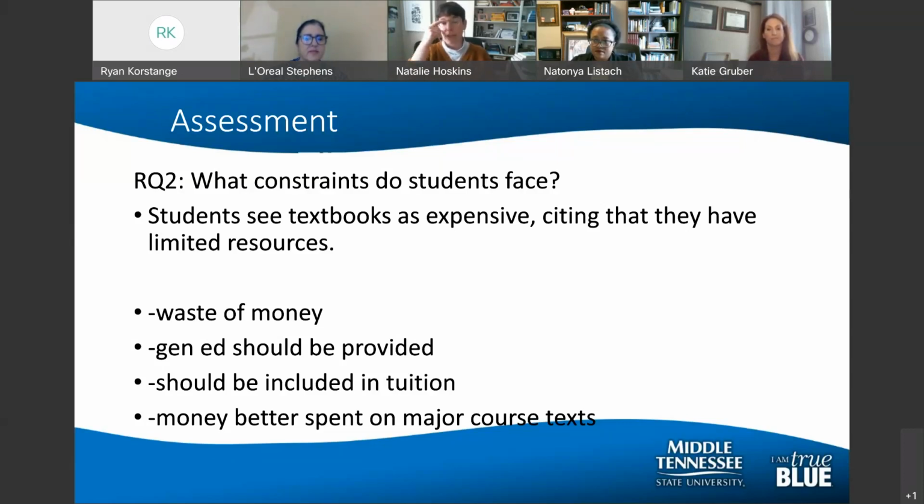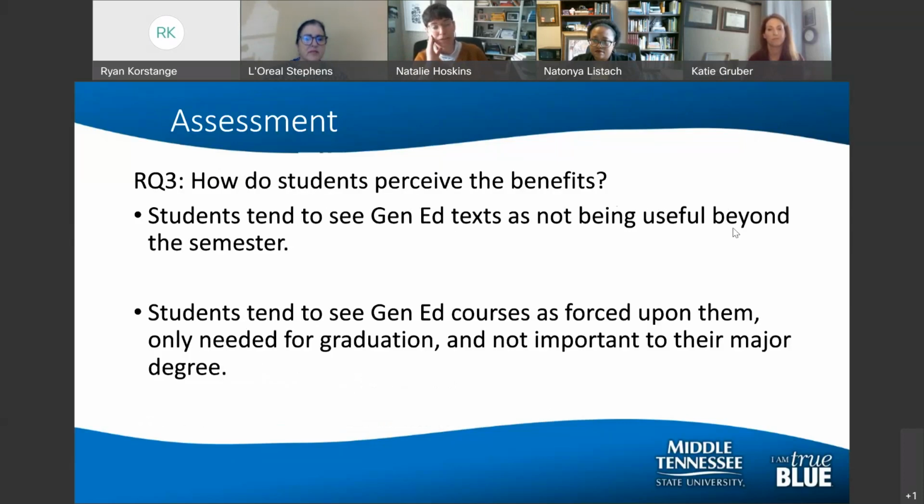And the third research question, how do students perceive the benefits? Well, most of them didn't. There were, again, outliers who saw that reading the course material helped them to learn lessons. And in COM 2200 with public speaking, I think that we're all very grateful when students say they're learning from the readings that we assign.